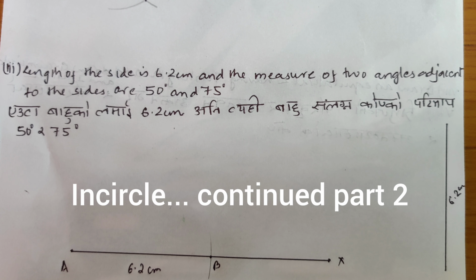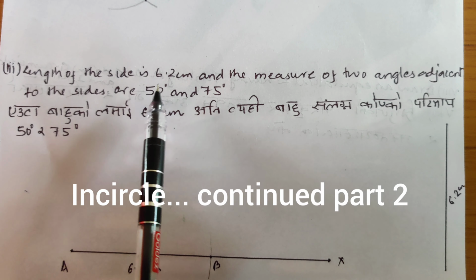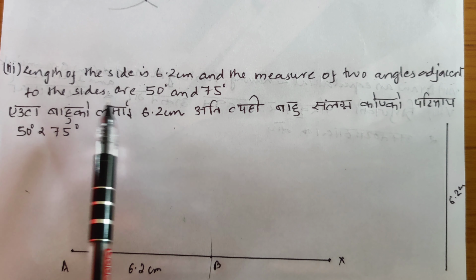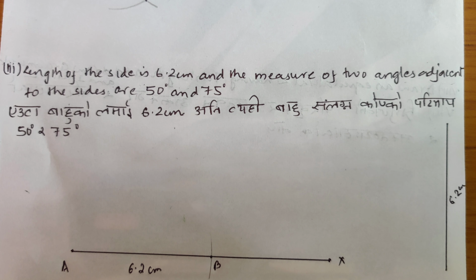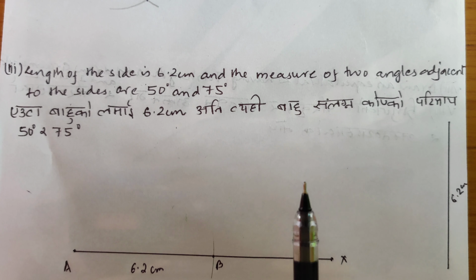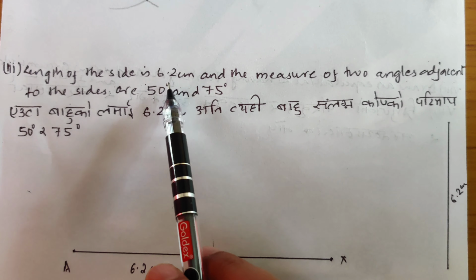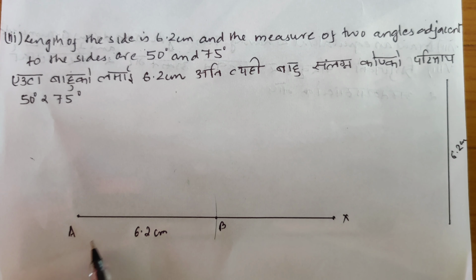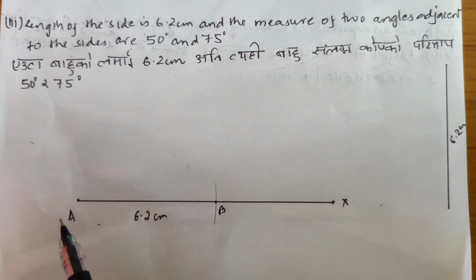Okay people, let's do question number 3. It says the length of the side is 6.2 centimeter and the measures of the two angles adjacent to the side are 50 and 75 degree. So one side and two angles, so there's nothing to worry. Since one side is given to us, 6.2 centimeter, I have a sample of 6.2 centimeter ready, and I'll draw a long line segment AX, and from AX I'll cut off AB, which is 6.2 centimeter.